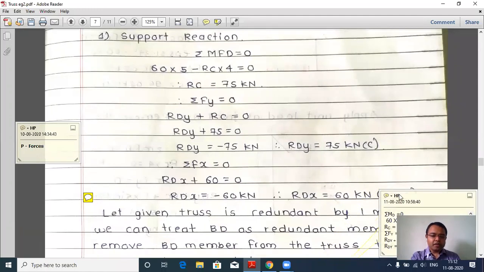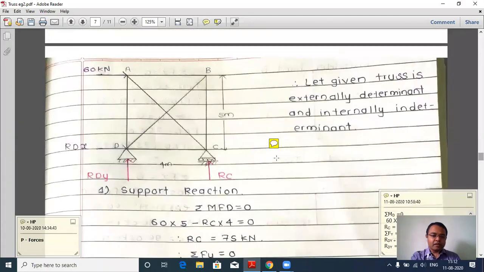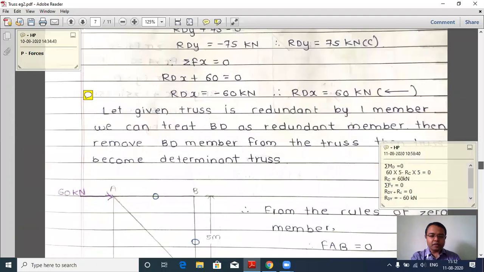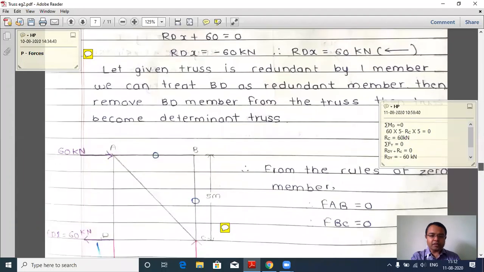So next, after finding Rdy, RC and Rdx, here R stands for reaction at joint D along the X direction and along the Y direction. And as there is a roller support, there is a single reactive component, reaction RC. The first step is to find the support reactions. This is the first step. Next, we'll go for finding the P forces. Now we'll go for finding the P forces.